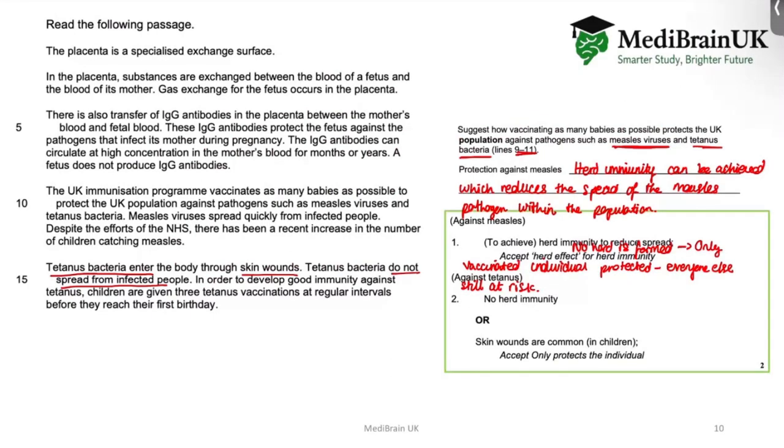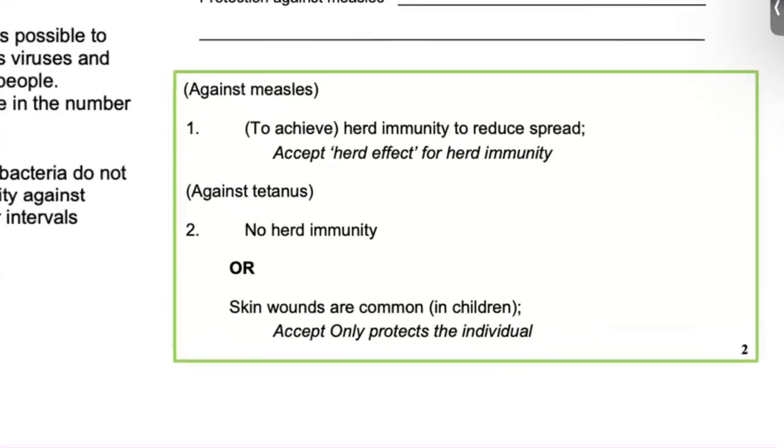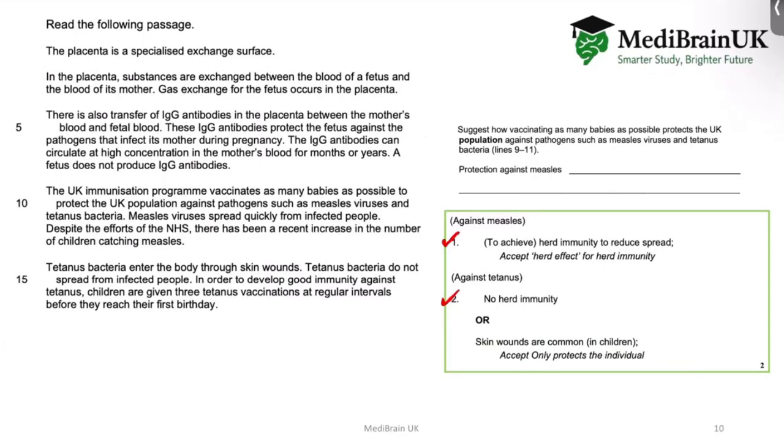So if I show you the mark scheme for this question, it says against measles, to achieve herd immunity to reduce spread. That's the point of vaccinating against measles. And for tetanus, no herd immunity is formed, because you're comparing measles to tetanus. It only protects the individual. Skin wounds are common in children. Okay, so that's what you needed to say for the 2 marks there.